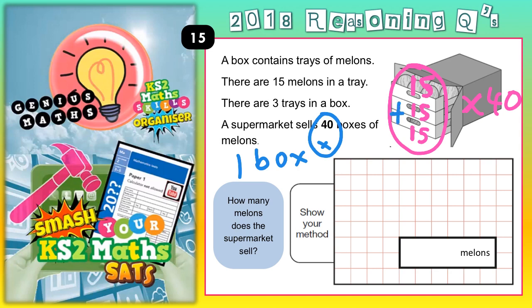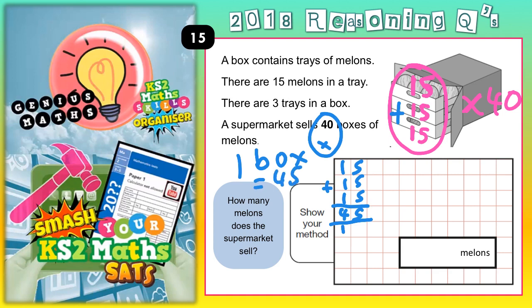Now, most of you can probably do that in your head. It's going to be 45 melons, but let's just double check. 15, 15, 15. 5, 5 and 5 is 15. Put the 5 in, carry the 1. 1 plus 1 plus 1 plus the 1 we just carried is 4. So in one box, there is 45 melons.